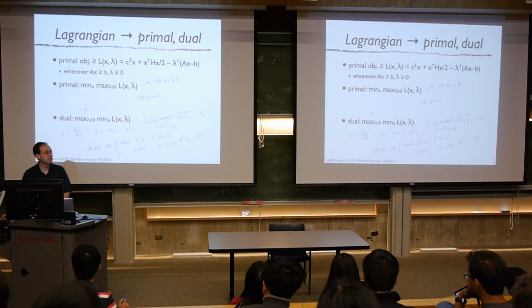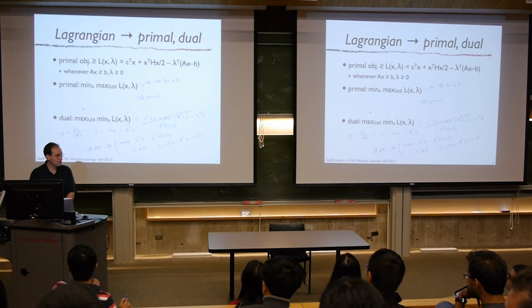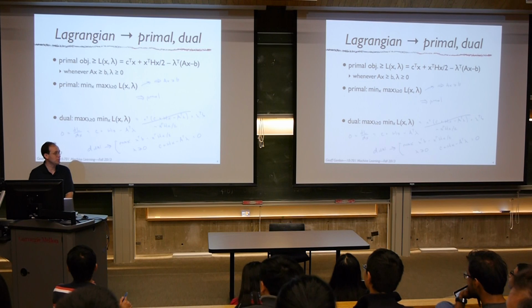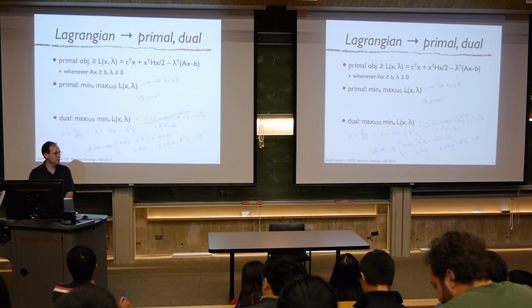But are you guaranteed to get the same answer both ways? In this case, you are. The theorem that says that's true is called strong duality. We're not going to prove strong duality, but it holds for linear and convex quadratic programs. It doesn't hold for every convex program, but it holds for a lot of them, and many of the ones that you're going to see in practice.